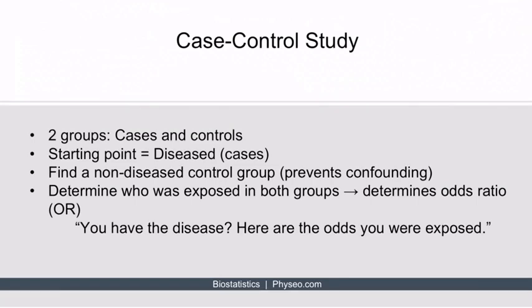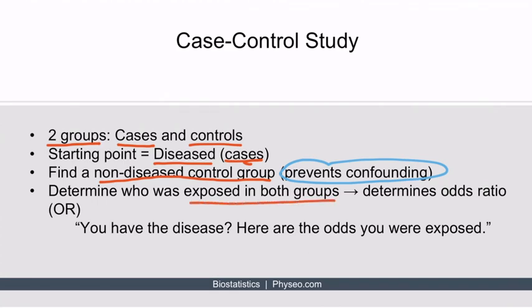So now let's talk about case control studies. In case control studies, you also start with two groups, cases, or those that are diseased, and your controls. Your starting point is the diseased, or cases. Then you find a non-diseased control group, and this prevents confounding. We talk in great detail about confounders in another section in this chapter. Then you determine who was exposed in both groups. This gives you the odds ratio. Odds ratio essentially tells you, you have the disease. Here are the odds that you were exposed.